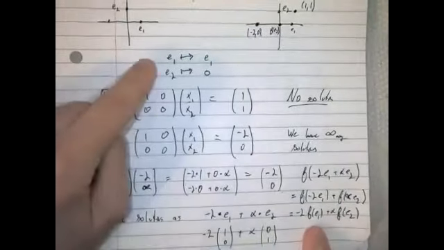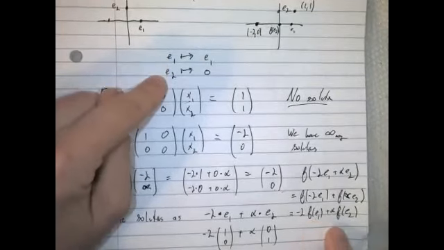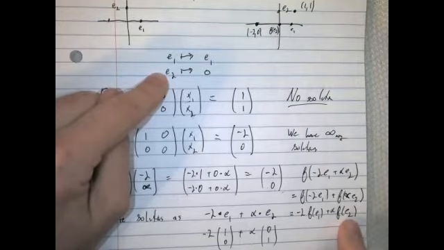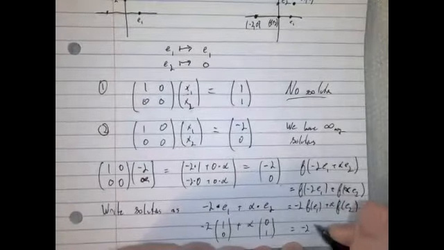And now you see I've told you exactly what f does to E1. It sends it to E1. And I've told you exactly what f does to E2. It sends it to 0. So this is just going to be exactly -2 times E1.